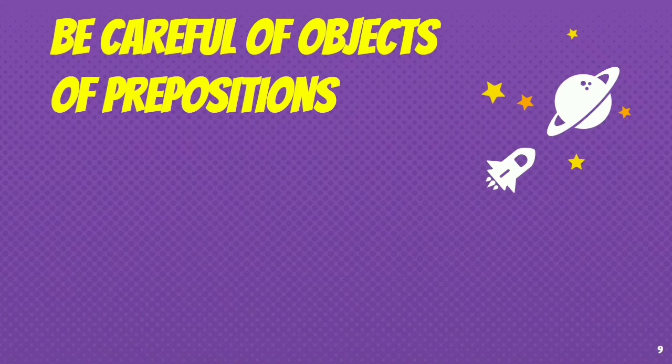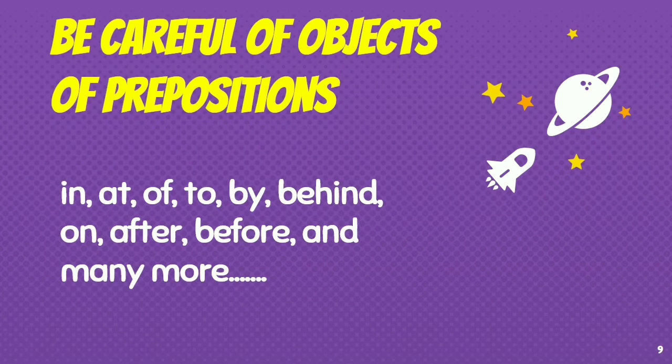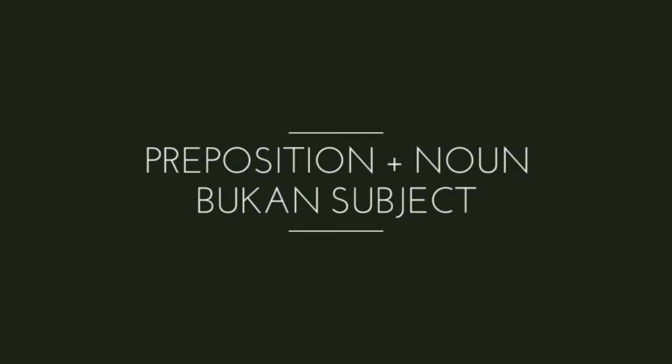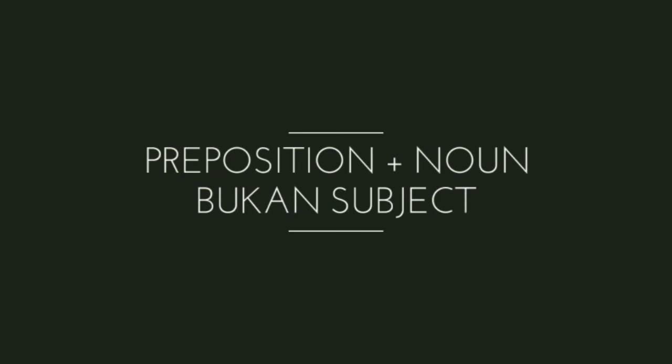The second skill is: be careful of objects of prepositions. Examples of prepositions are in, at, of, to, by, behind, on, after, before, and many more. A preposition is followed by a noun or pronoun that is called an object of a preposition. If a word is an object of a preposition, it is not a subject. Please underline that. So, if we find a noun after a preposition, it is not a subject. It is an object of a preposition.